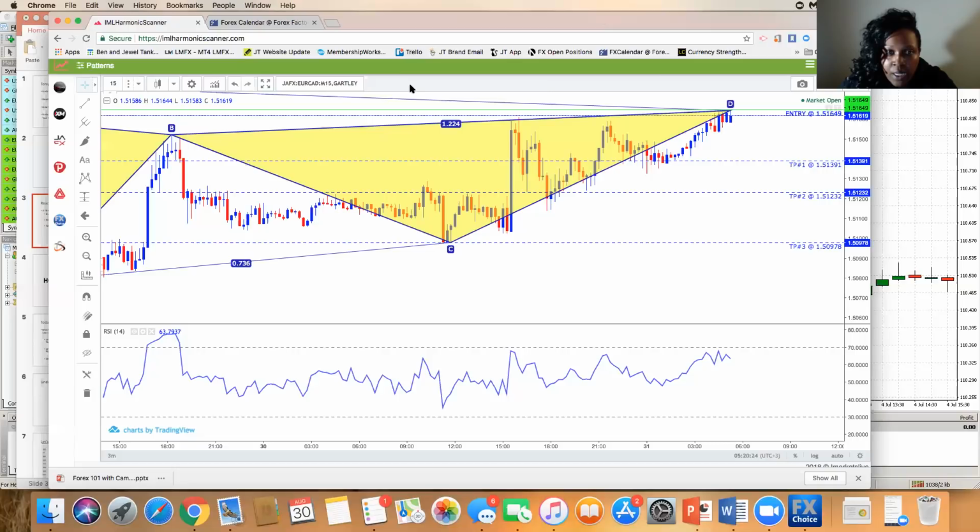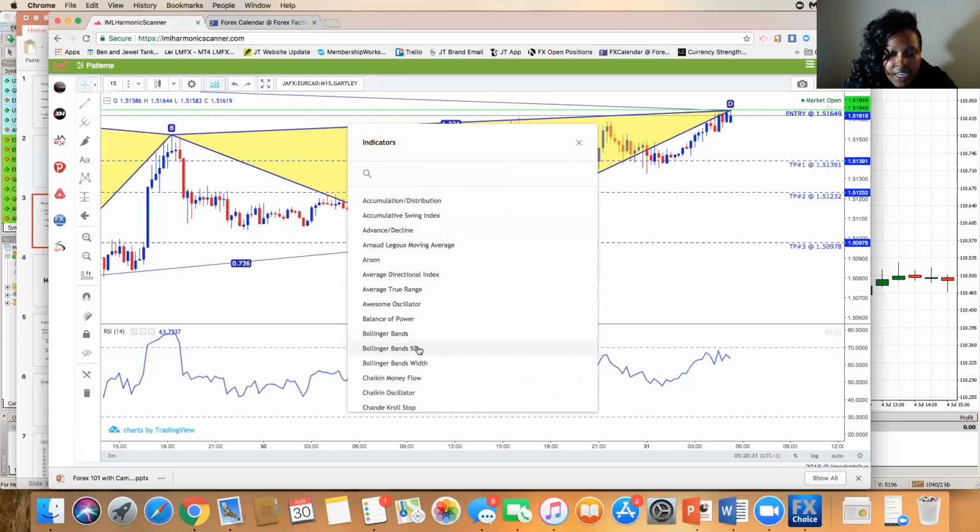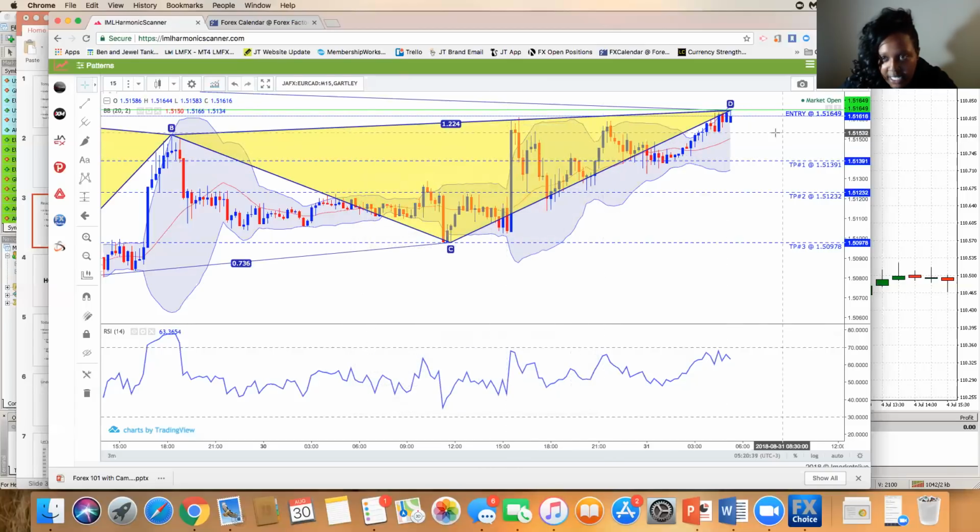But one thing that I do is add Bollinger Bands. If you look at this indicator right here and just click here and go to Bollinger Bands, you leave it at the same settings. From the looks of it, the price is at the top of the Bollinger Band, which is also an indicator of a sell. So this is actually a good trade to get ready to enter.